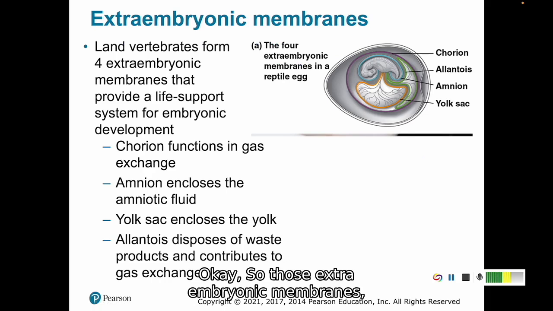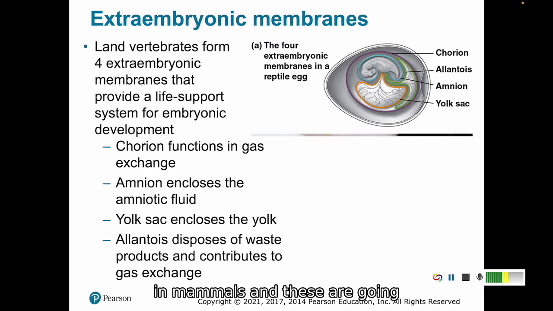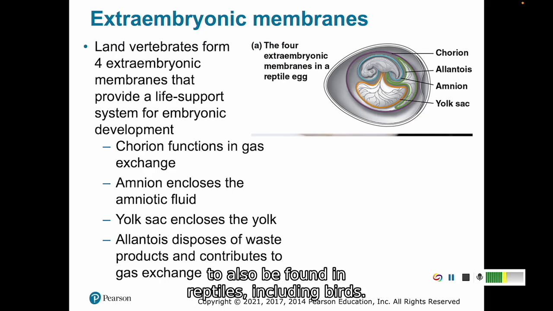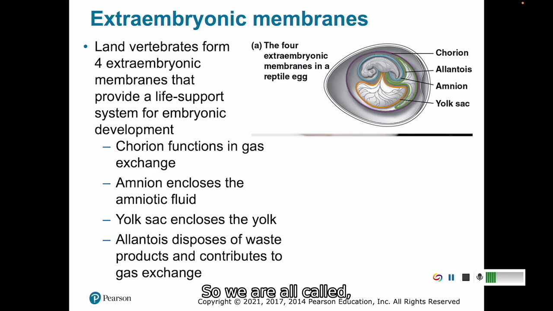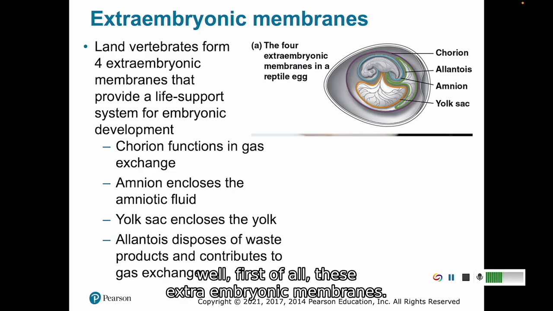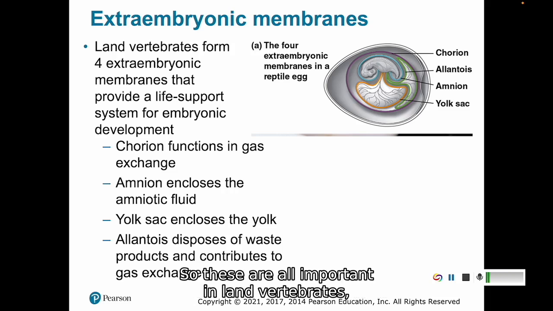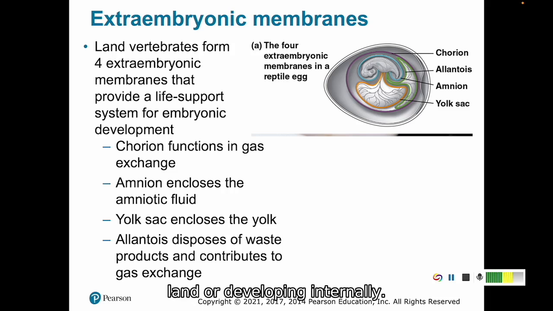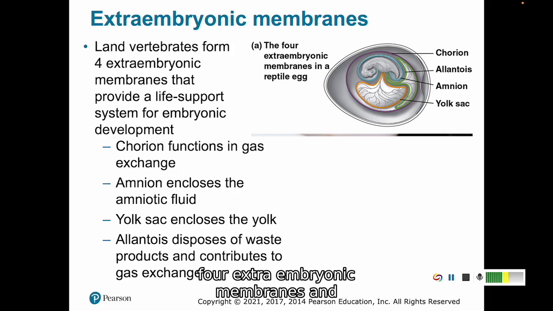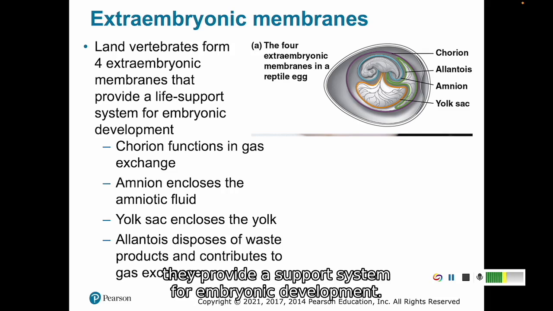Okay, so those extraembryonic membranes are going to be found in mammals, and these are also going to be found in reptiles, including birds. So first of all, these extraembryonic membranes are all important in land vertebrates, organisms that don't lay eggs in the water. Instead, we either are laying eggs on land or developing internally. So land vertebrates have 4 extraembryonic membranes, and they provide a support system for embryonic development.